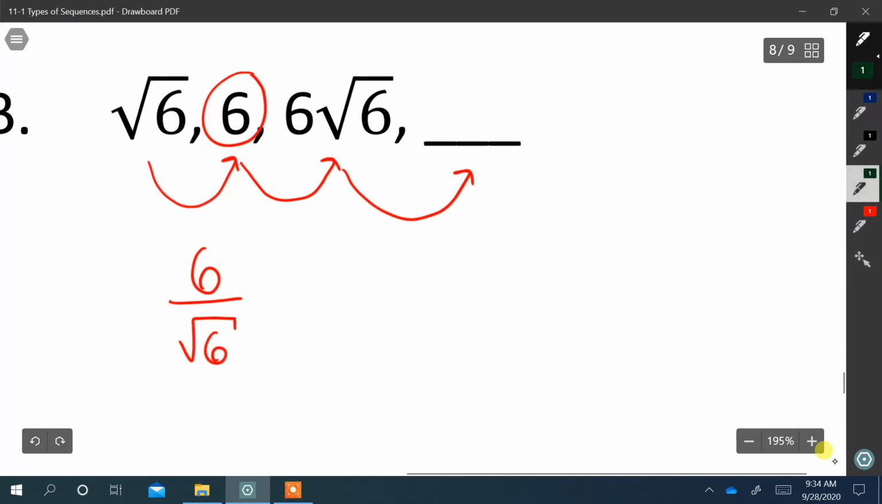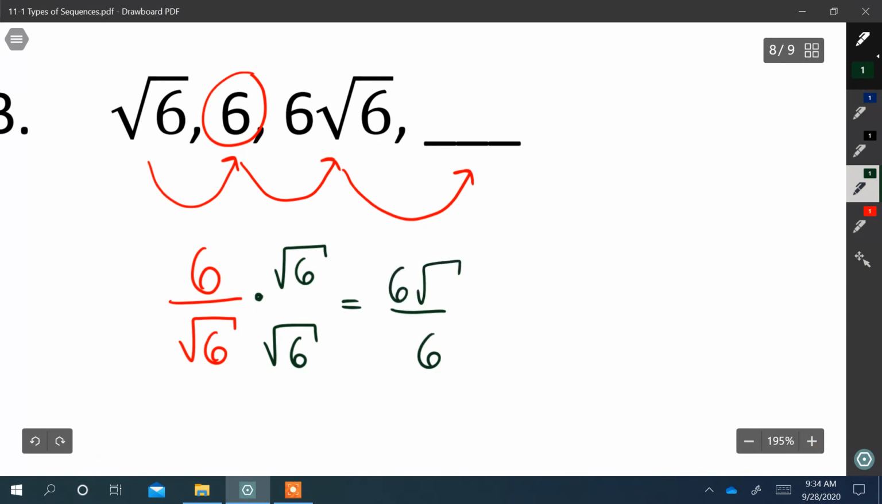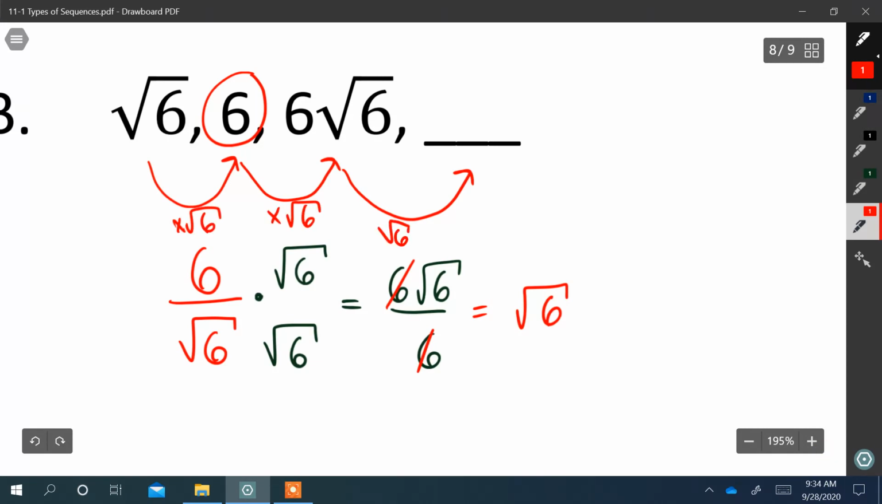Well, let's see if I could simplify this by multiplying times the square root of 6 there. What will happen in here is that the square root of 6 times the square root of 6, we're just going to get 6 there. And on top, we're going to get 6 square root of 6. This cancels out, and we get square root of 6. So are we multiplying times the square root of 6 all the time? It seems like we are, because 6 times the square root of 6 will definitely give you that.